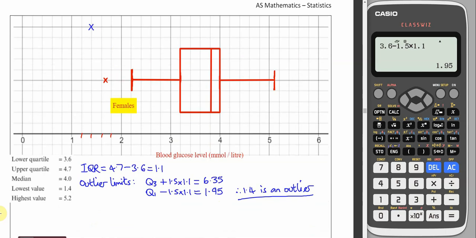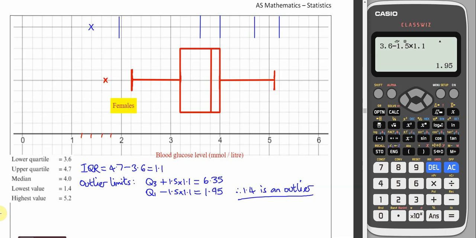So 1.8, 1.9, 1.95 will be about there. In this situation we would use that rather than an actual value, because we don't have that data. So then the lower quartile, 3.6, which will be there. Median 4.0, upper quartile 4.7, and the highest value of 5.2.